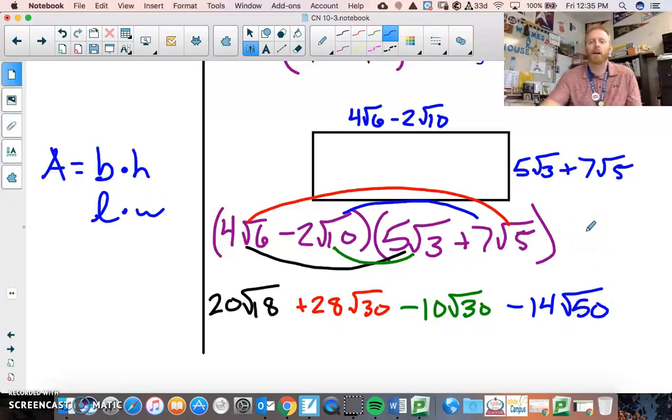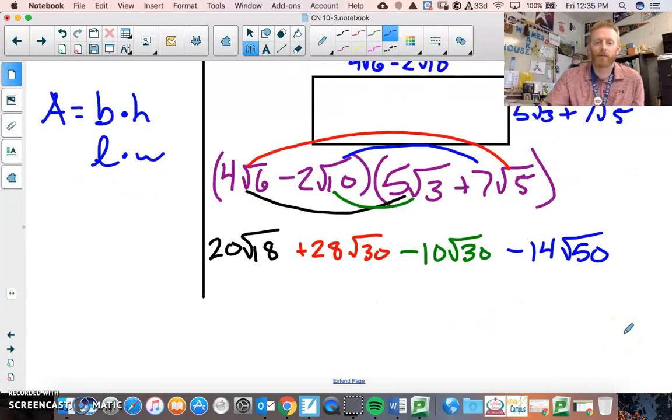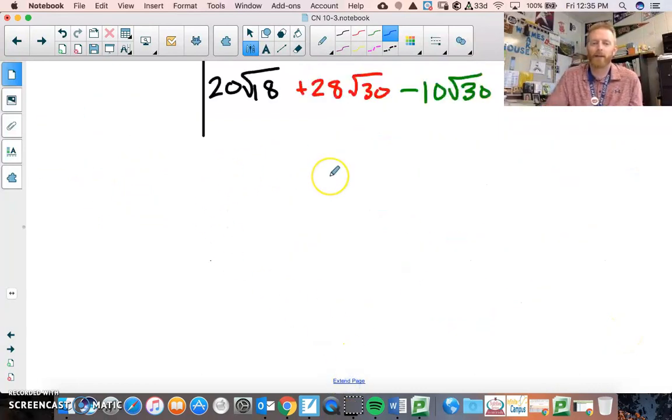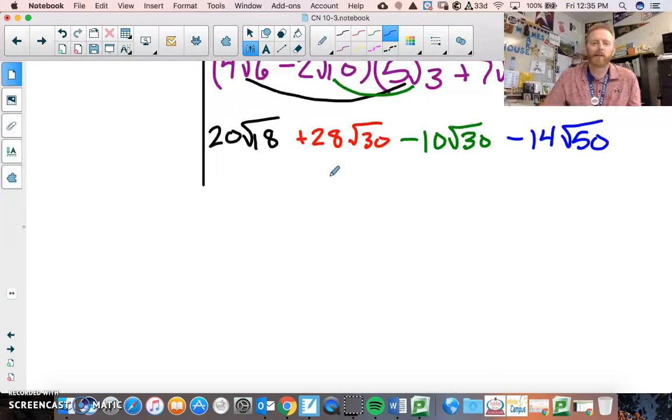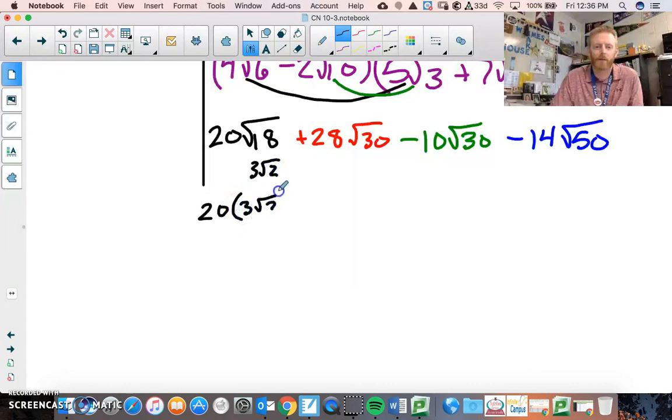And then all we're going to do now is simplify and see if we end up with some like terms that we can add or subtract together. So let's check this out. Root 18 turns into root 9 times 2, so that becomes a 3 root 2. So 20 times 3 root 2 is 60 root 2.